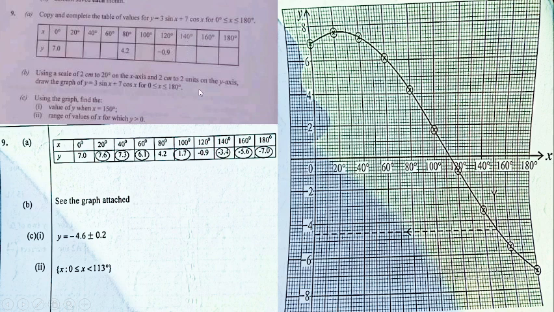Also, when x is 140, you have 3 sine 140 plus 7 cos 140, and that will give us minus 3.4 as the value of y to one decimal place. When x is 160 degrees, you have 3 sine 160 plus 7 cos 160, and that will give us minus 5.6 as the value. And the last one, when x is 180, you have 3 sine 180 plus 7 cos 180, and that will give us minus 7.0, which is the last value we have to find to complete this table.